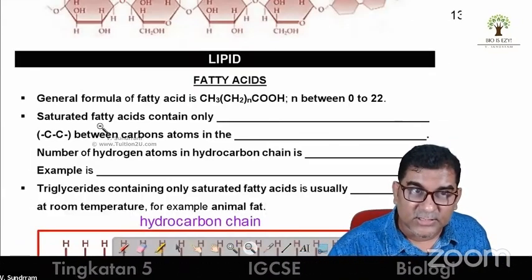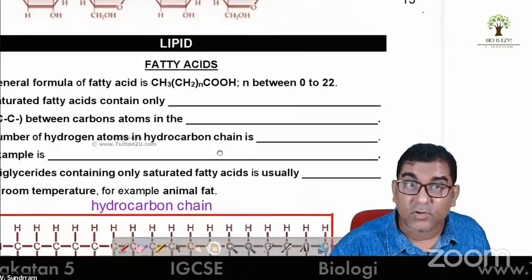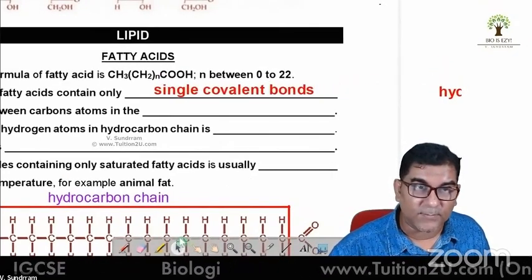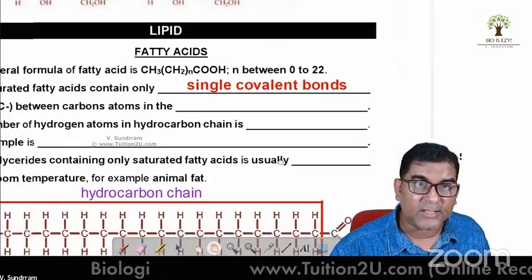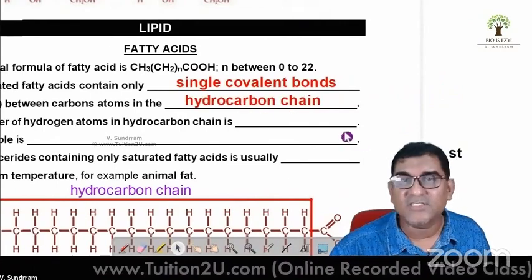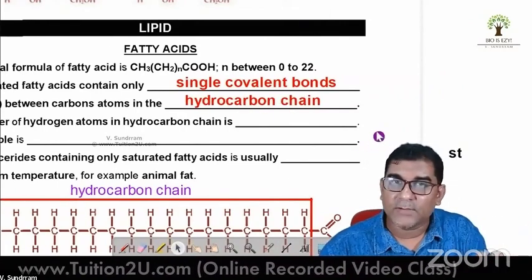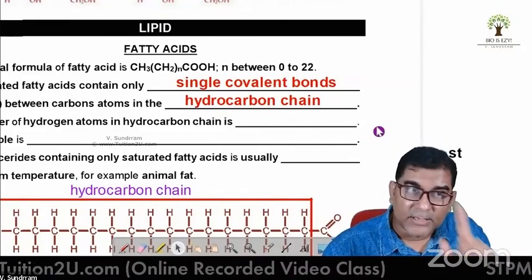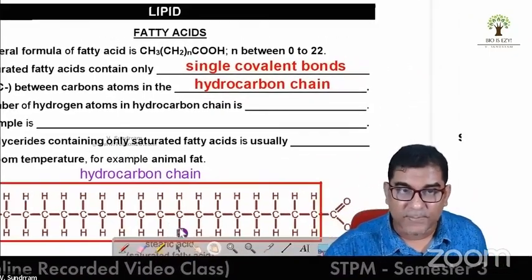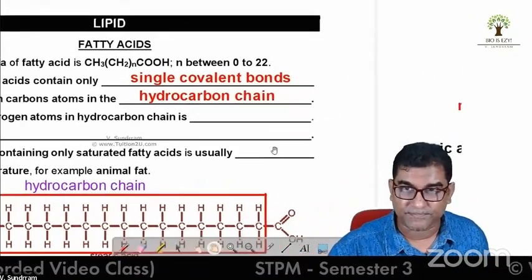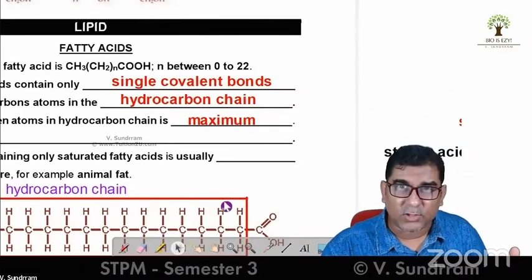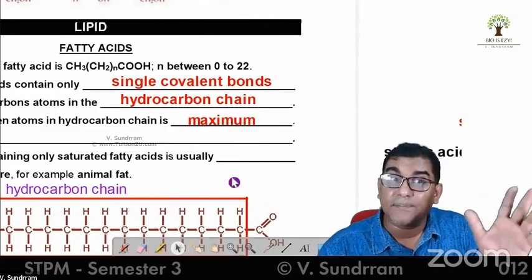So saturated fatty acid contains only single covalent bonds between carbon atoms in the, many students forget this word, hydrocarbon chain. The number of hydrogen atoms in the hydrocarbon chain is maximum. No more place to add hydrogen atoms. The word maximum, saturated, penuh.